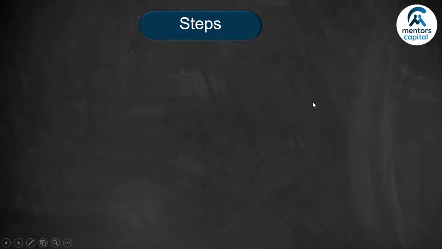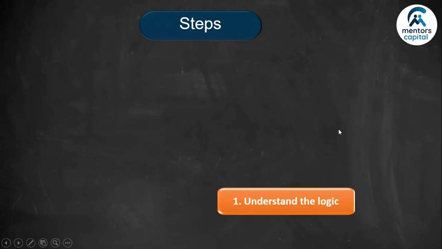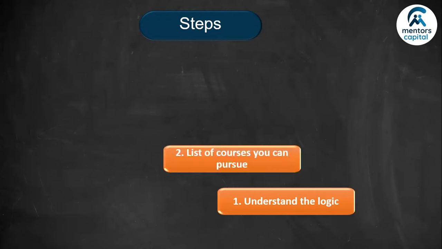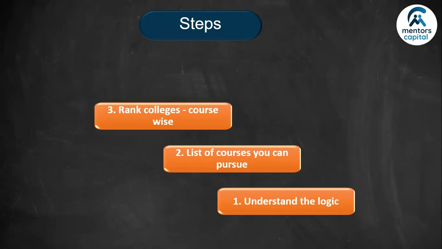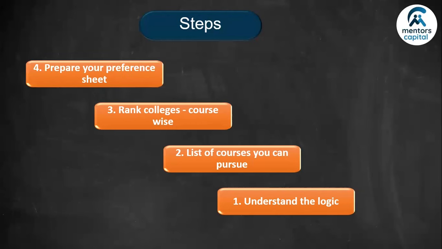All right, so the steps that you must follow to make that perfect preference sheet would be: first, understand the logic behind how to make the preference sheet. Next, you should make a list of courses that you can pursue, that you are eligible for, depending on the subjects that you had in class 12. Next, you must rank colleges course-wise. So if you are eligible for 3 or 4 courses and you want to apply, make a list for all of them, rank colleges course-wise. And finally, prepare your preference sheet. Now, let me go step by step.